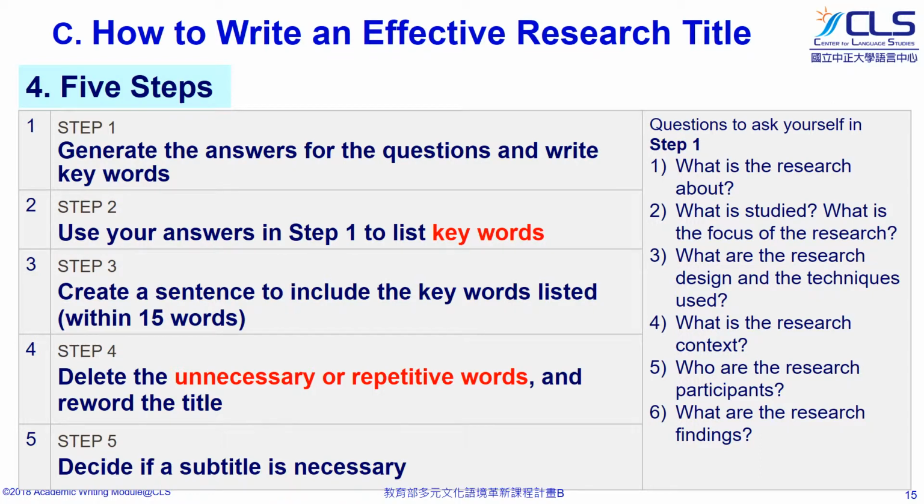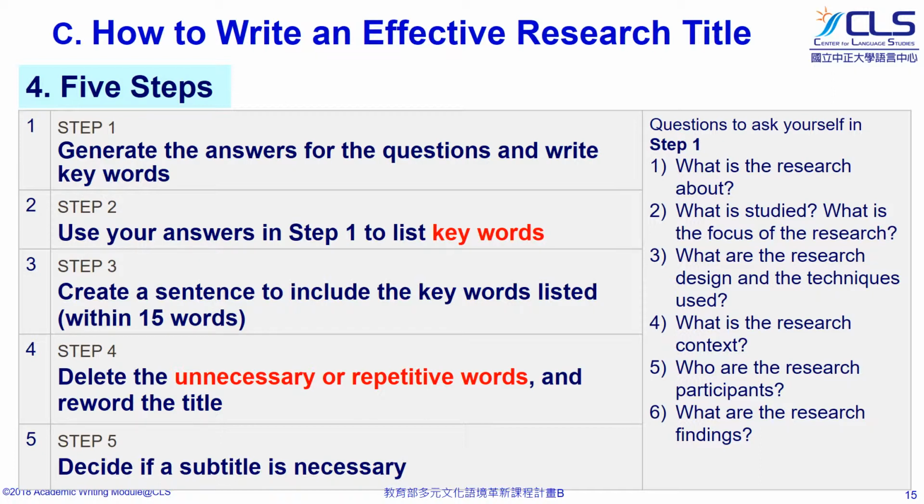Now let's move on to learn the 5 steps to help us construct an effective research title. Step 1 is to ask yourself the questions as listed in the right-hand column and write keywords for the answers to these questions, such as what is the research about, what is the research design, and what techniques are used, what is the research context, and what are the research findings.